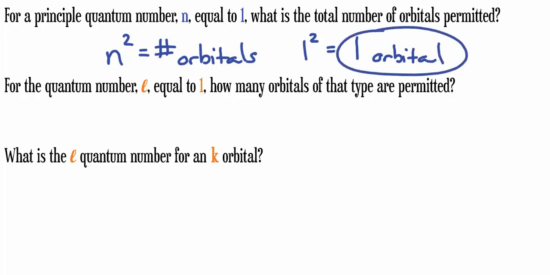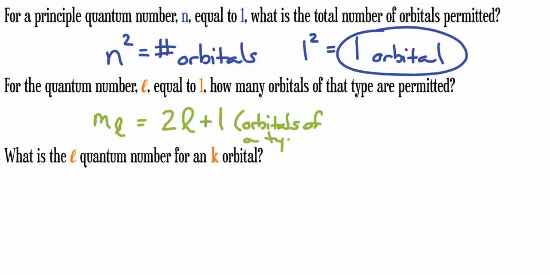For the quantum number L equal to 1, how many orbitals of that type are permitted? Well, ml will give us a specific orbital. 2l plus 1 gives us the total number of orbitals that we would have to have for the ml. So 2 times 1 plus 1 is 3. Alternatively, we could have listed them all as -1, 0, and 1, and simply gone negative L through positive L and figured it out that way.